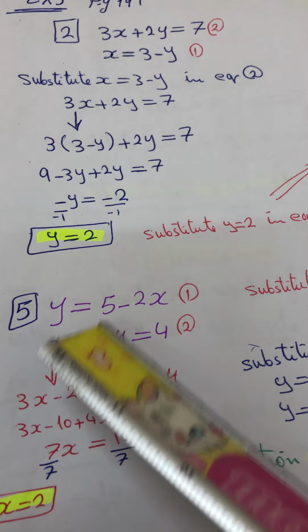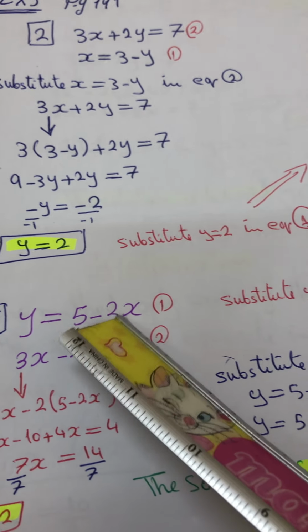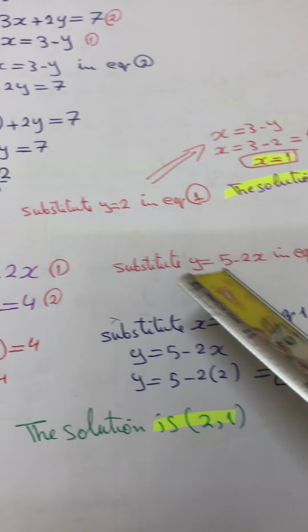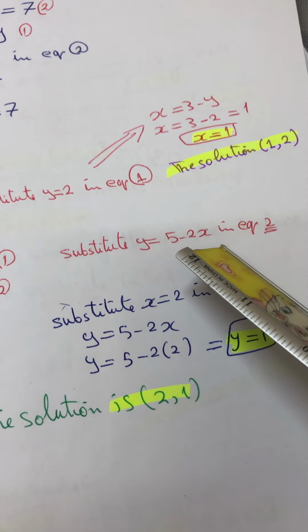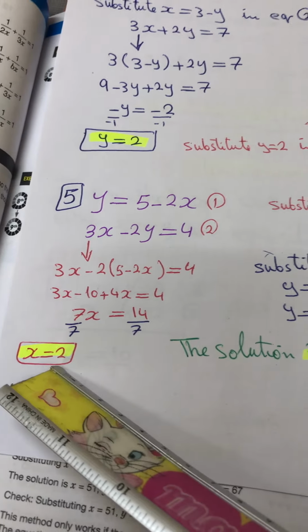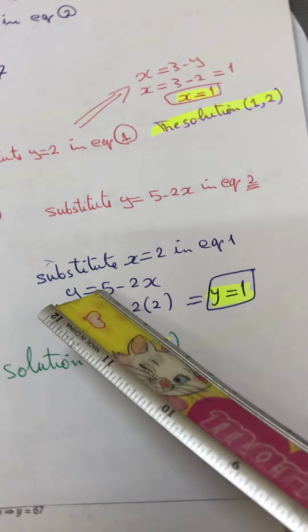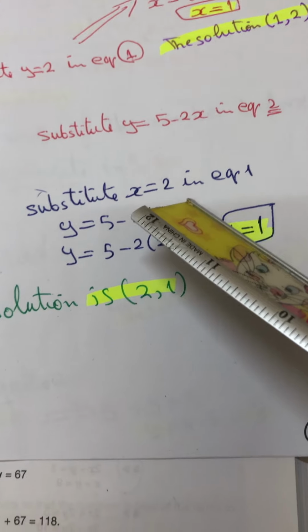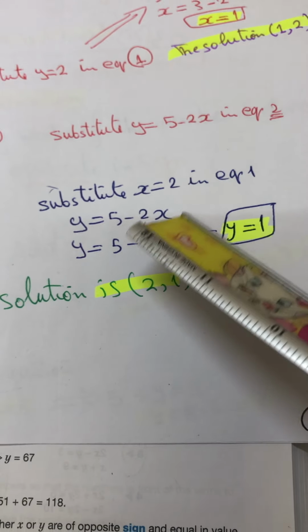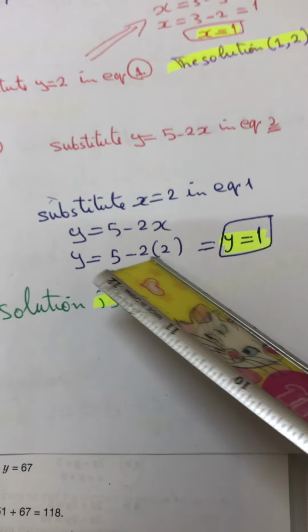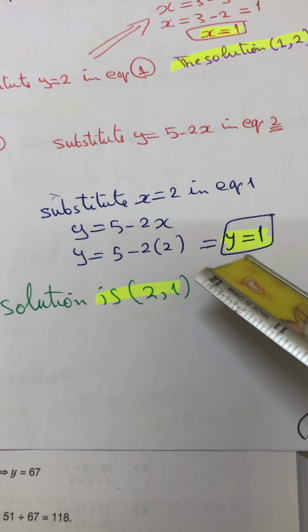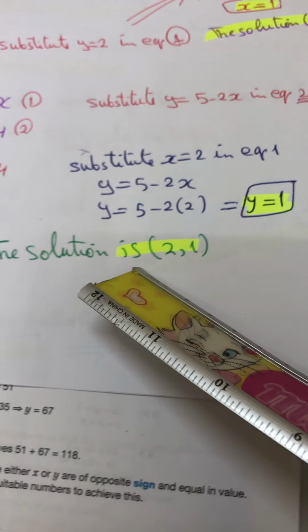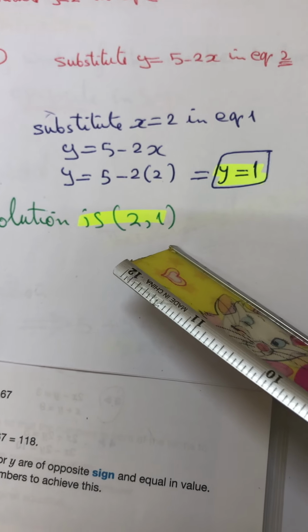Substitute x equal to 2 in this equation to find the value of y. So in y equal 5 minus 2x, substitute the value of x, which is 2. So y equal 5 minus 2 times 2. Now y equal 1. You have 2 points, y equal 1 and x equal 2, so the solution is 2 and 1, like this.